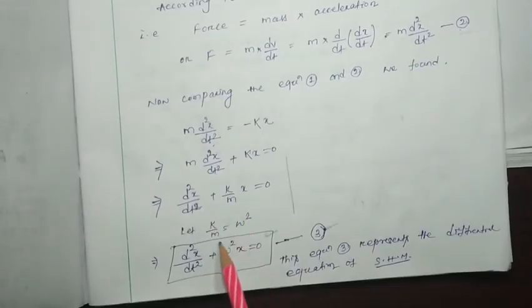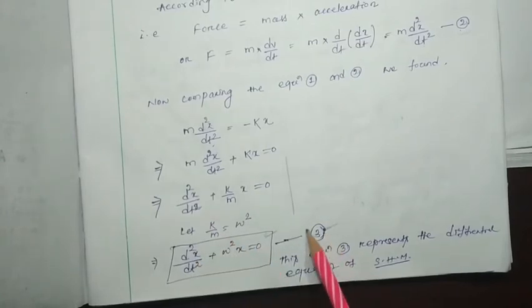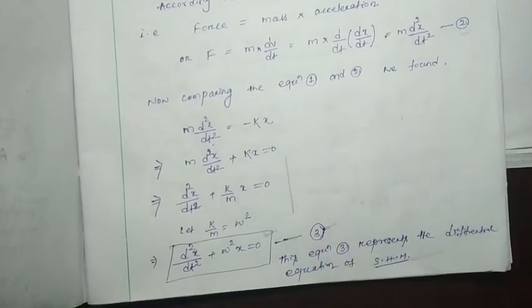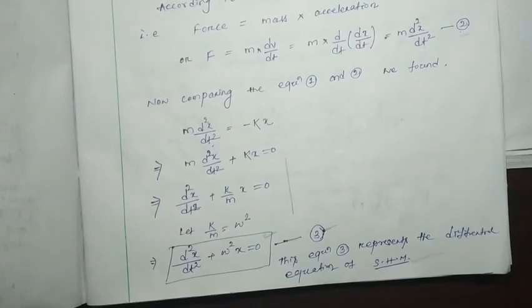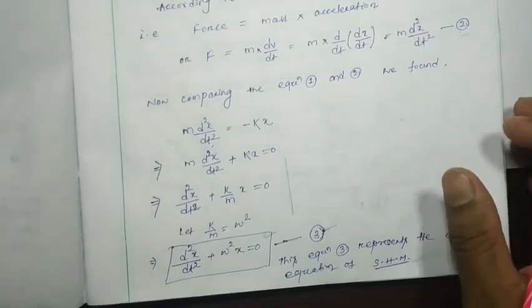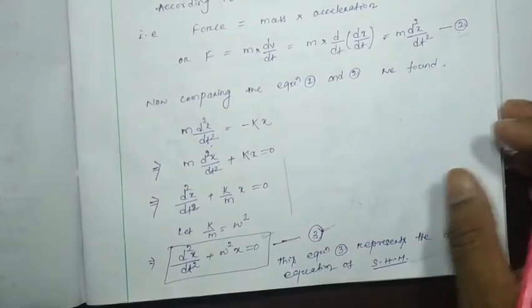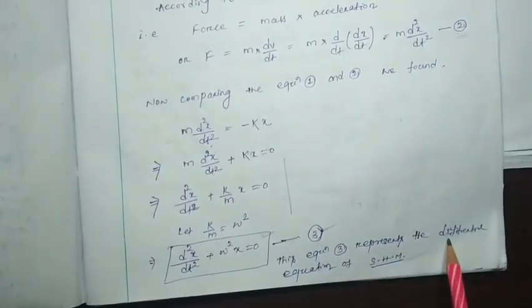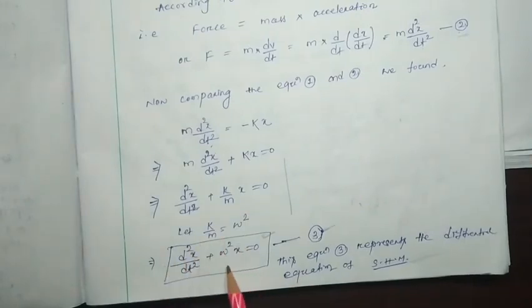Let us consider k by m equal to omega square, to make solving this differential equation easier. So d square x by dt square plus omega square x equal to 0. Let this be equation number 3, which represents the differential equation of simple harmonic motion. In this way, the dynamics of simple harmonic motion is represented with the help of a differential equation, a second order differential equation.